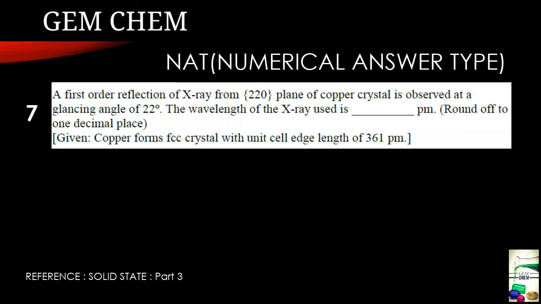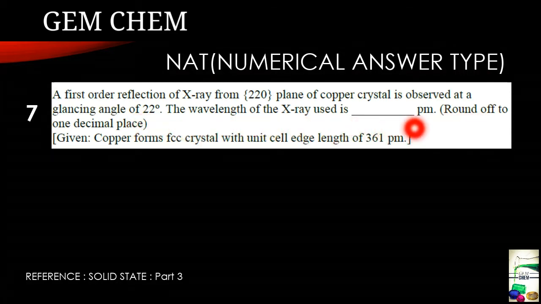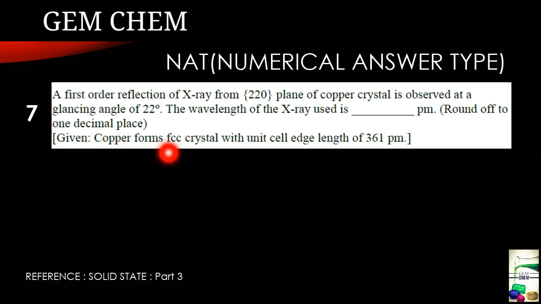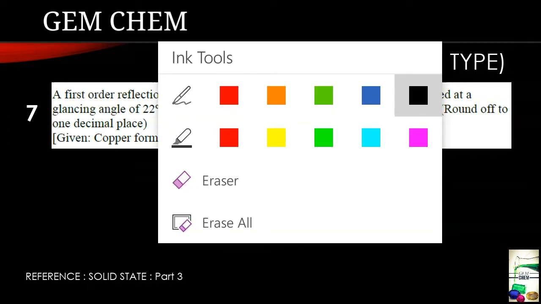Now we will go for the next question. Now this is from Solid State. So a first order reflection of X-ray from 220 plane of copper crystal is observed at a glancing angle of 22 degree. The wavelength of X-ray used is dash picometer. Round off to 1 decimal place, and copper forms FCC crystal with unit cell edge length of 361 picometer. Now this is an important question. Try once for your own self and then I will show the solution. Now this is particularly being discussed in Solid State part 3 video.